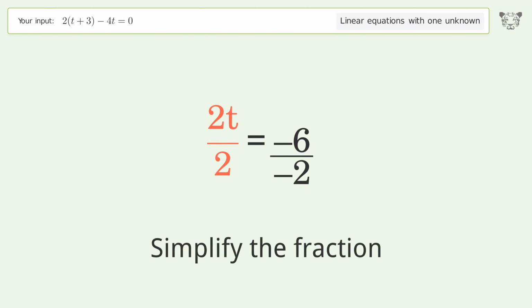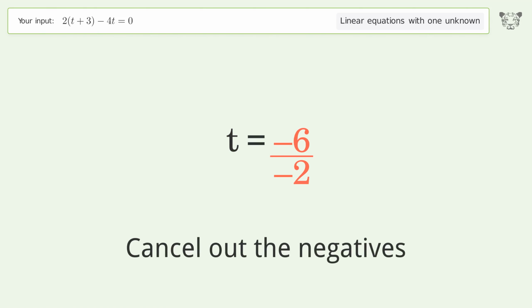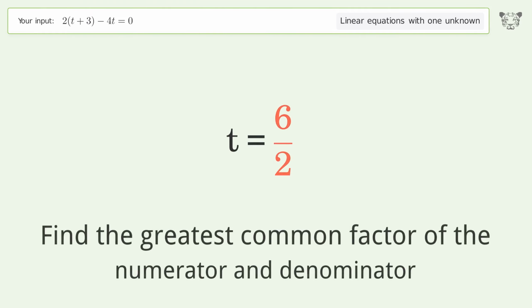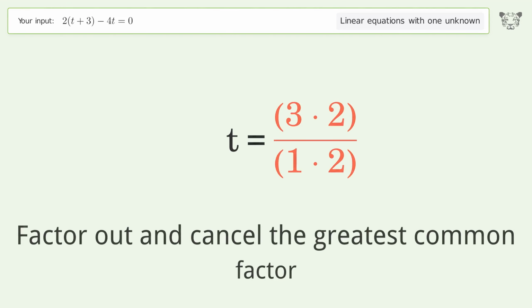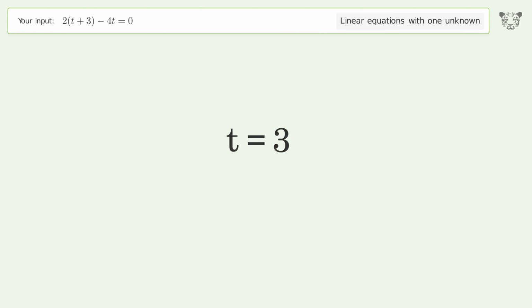Simplify the fraction. Cancel out the negatives. Find the greatest common factor of the numerator and denominator. Factor out and cancel the greatest common factor. And so the final result is t equals 3.